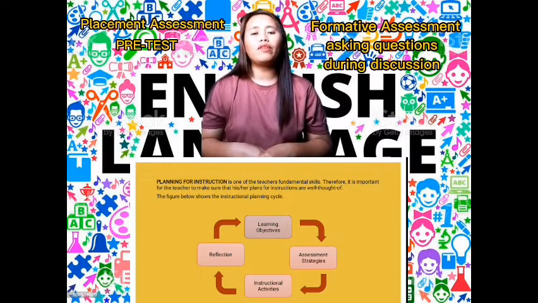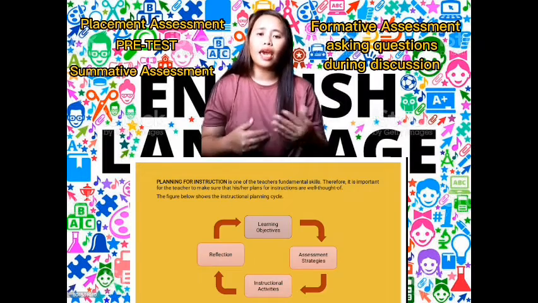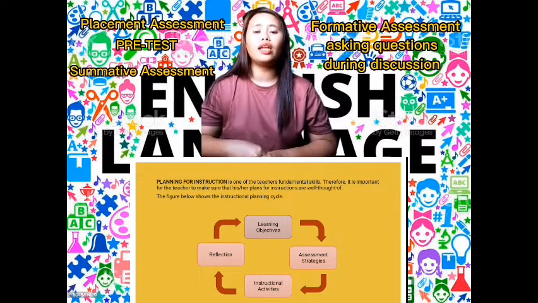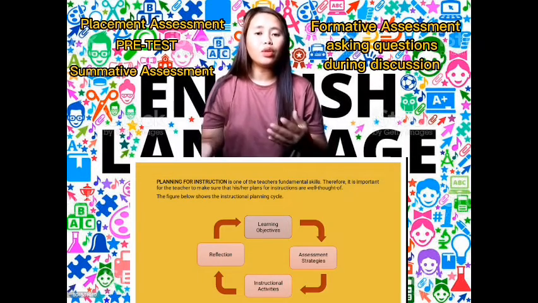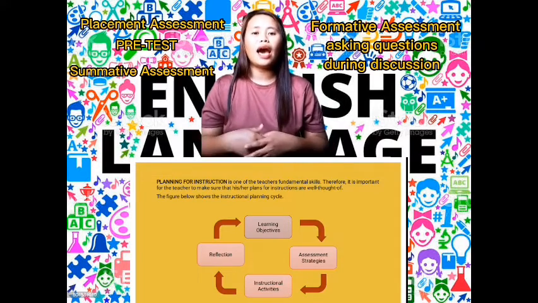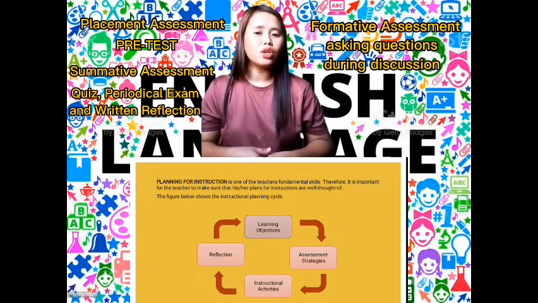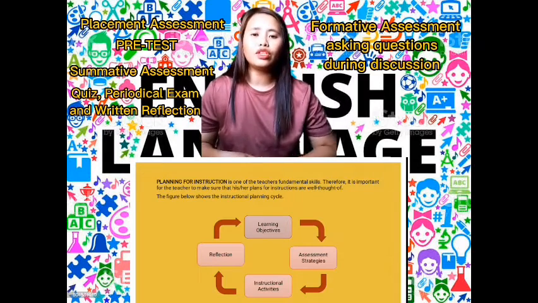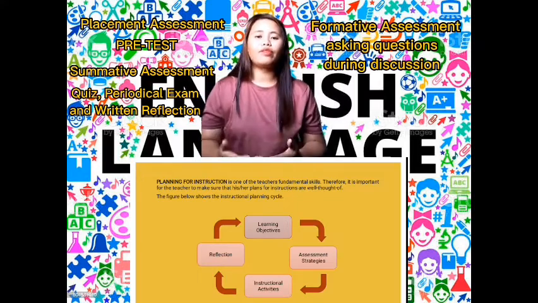The last example of the assessment is the summative assessment. So this assessment is done at the end of the lesson to determine the learner's mastery of content or attained learning outcomes. This provides both quality and quantity information of what the students have learned or achieved at the end of the instruction, like giving a quiz, periodical examination, and the written reflection. Overall, this phase plans on how the teachers provide creative activities before, during, and after the lesson.